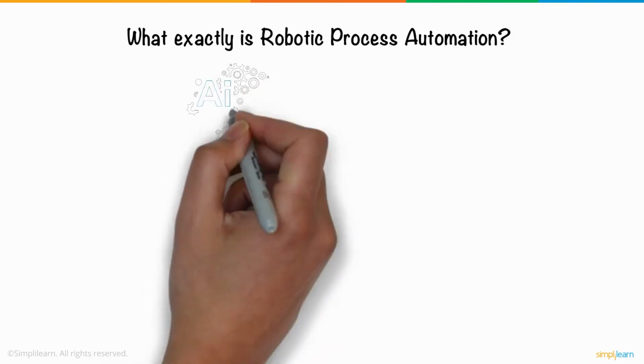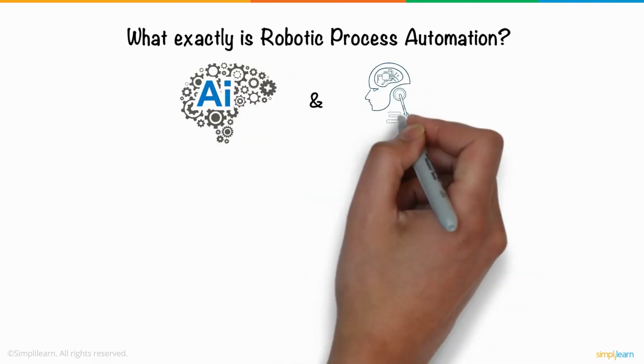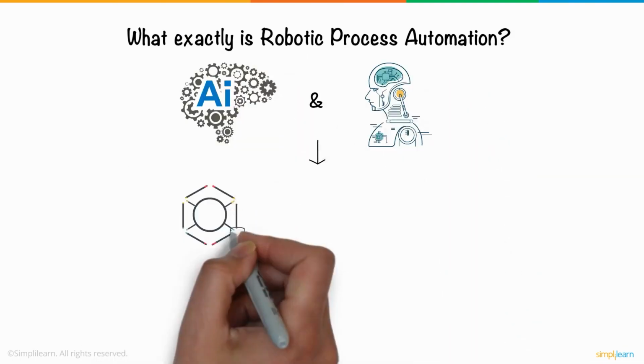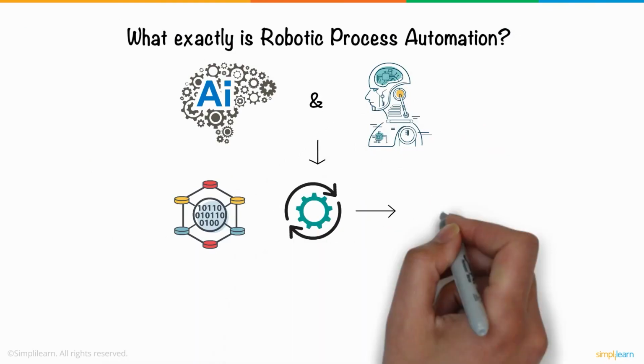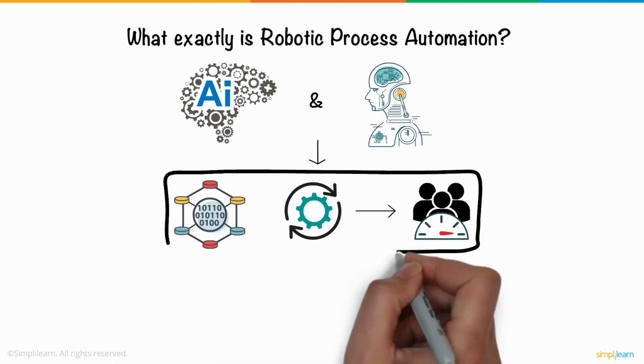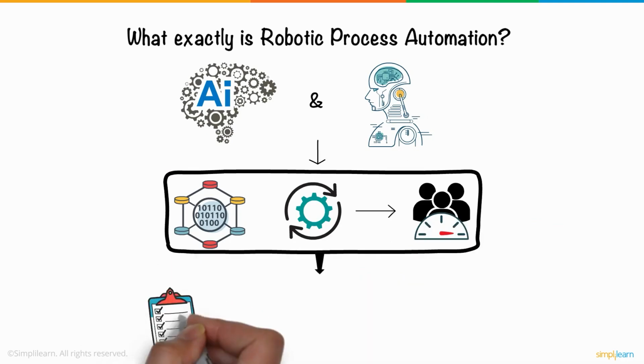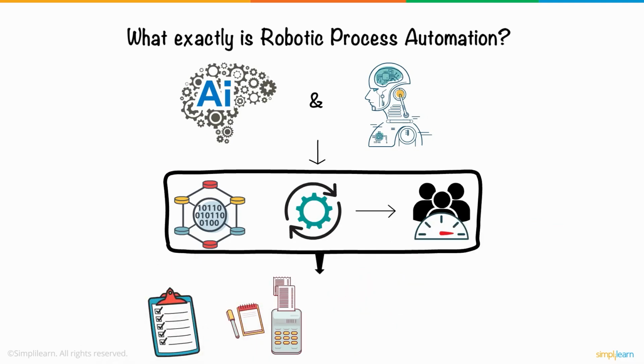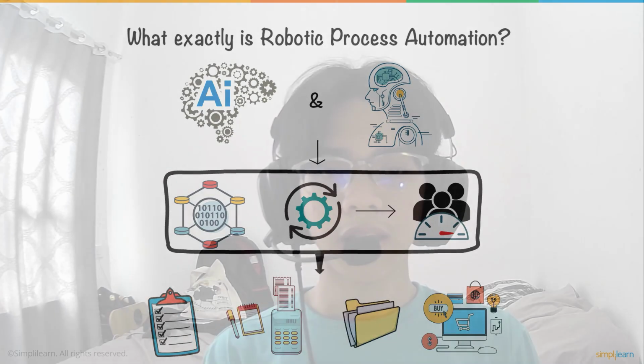RPA is the use of software with artificial intelligence and machine learning capabilities to automate high volume repetitive tasks that previously required humans to perform. Some of these tasks include interpreting applications, processing transactions, dealing with data, and even replying to emails. It is the process of automating business operations using robots or bots in order to reduce human intervention.